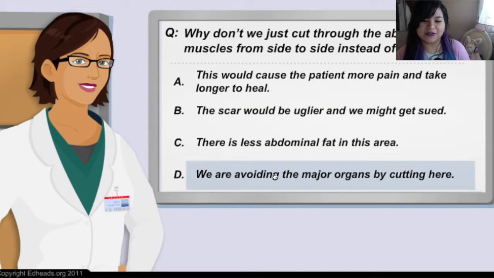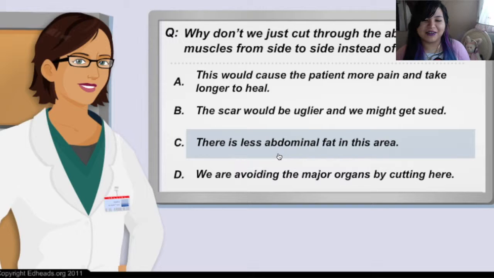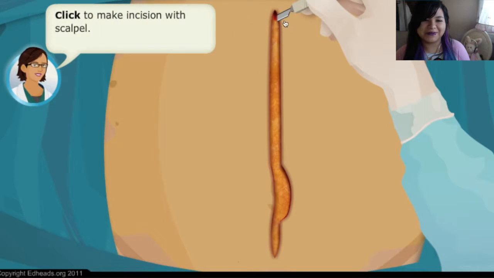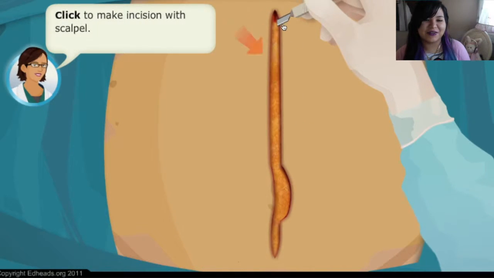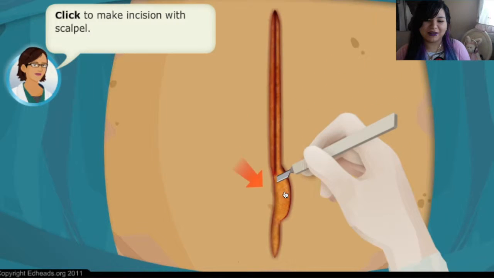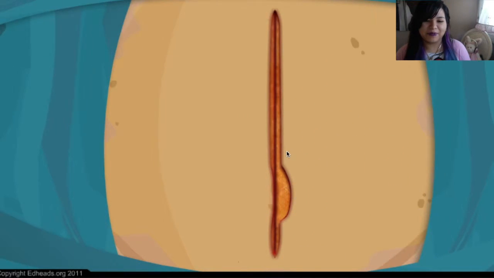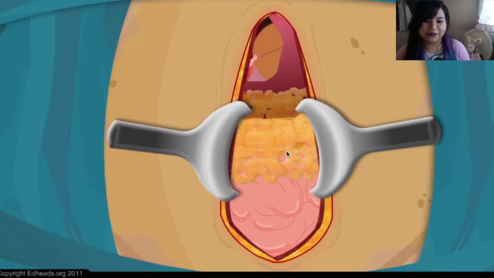I want to go with this one. No? Then this one. Click on the scalpel and make the incision. With the scalpel. Good. Now we are into the abdominal cavity.